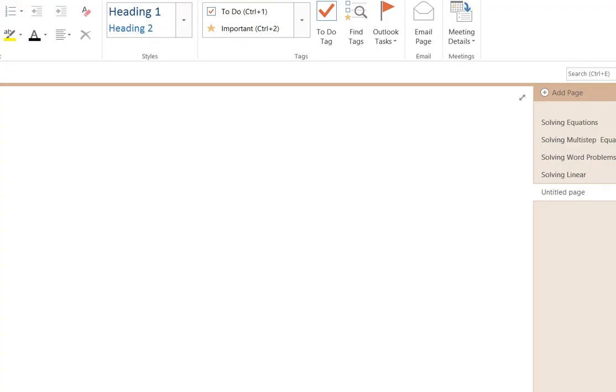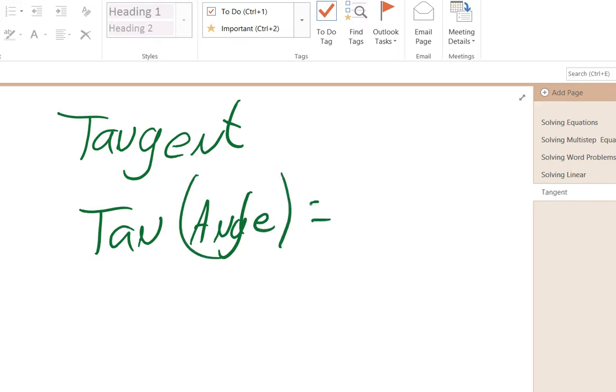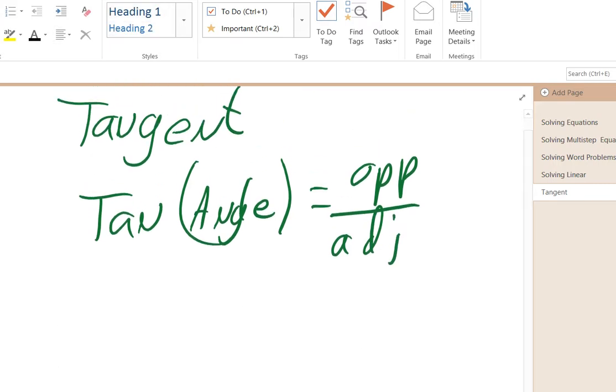So what we have here is tangent, that's the ratio, and it's abbreviated in your calculator as tan of an angle, and it is equal to the opposite side over the adjacent side. All right, so that's the tangent of an angle.